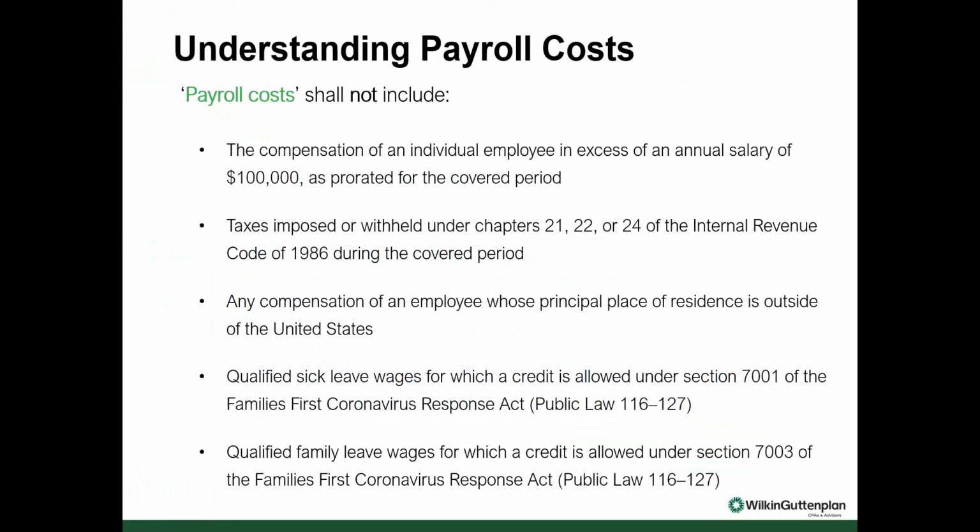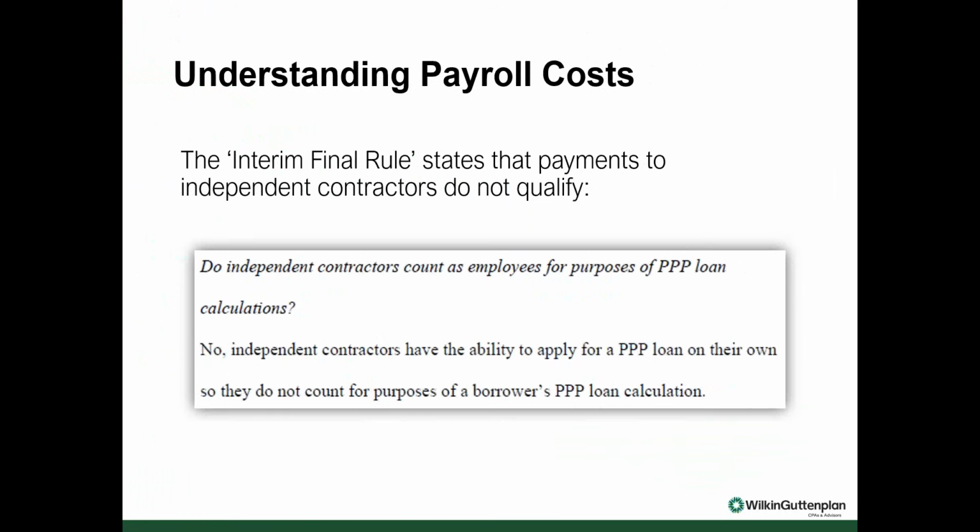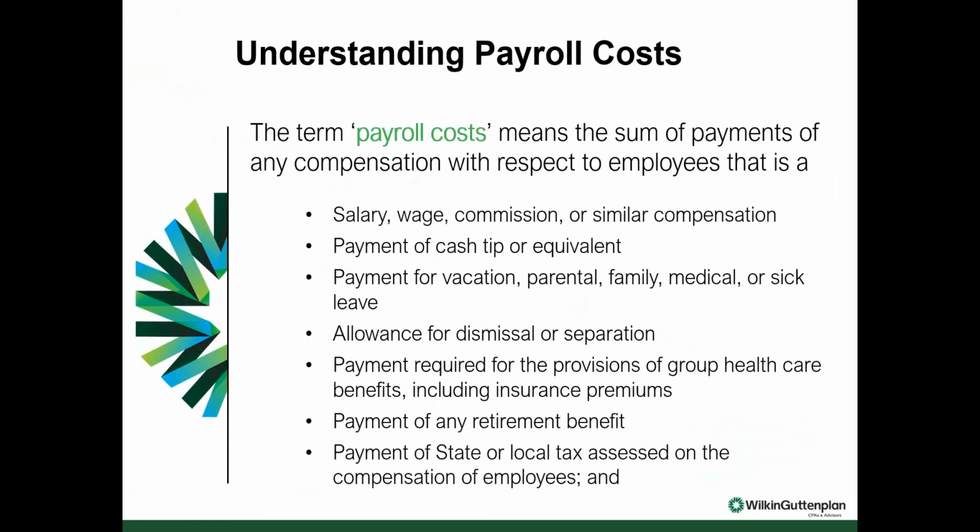Okay, so what is included in payroll costs? I'm sorry, what is not included in payroll costs? So the first bullet has been a real controversy. It basically says the compensation of an individual employee in excess of an annual salary of $100,000 is prorated for the covered period. So what does that mean? And scroll back, two slides, I'm sorry, 3, sorry. So what does that mean?